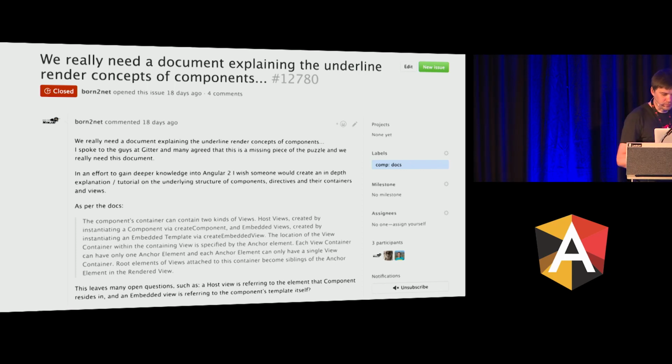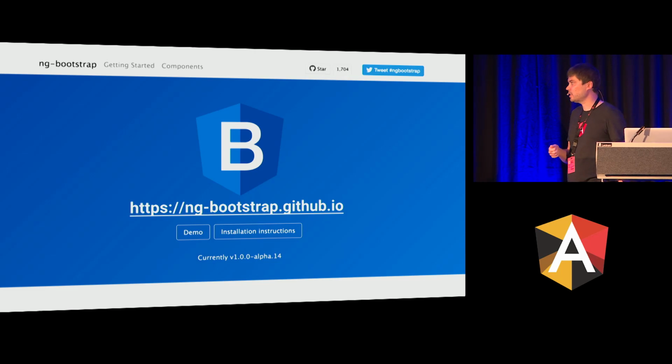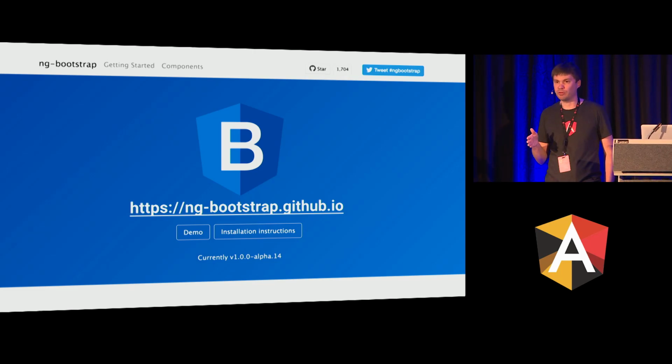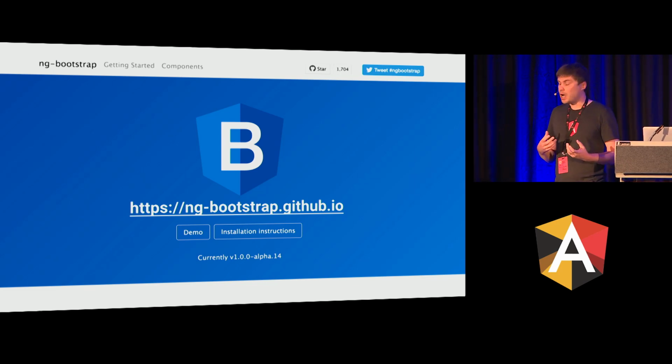When I saw this issue, I was like, hey, I know this stuff, because for the last year I was working on those bootstrap directives where you have to go down to those lower level APIs. While it's true that we don't have great documentation for it, those concepts are rather simple. So what I would like to do today is share what I learned about those APIs.